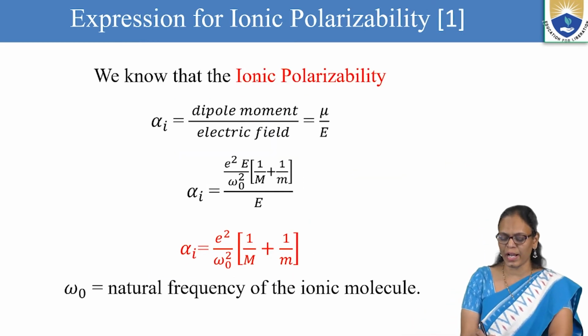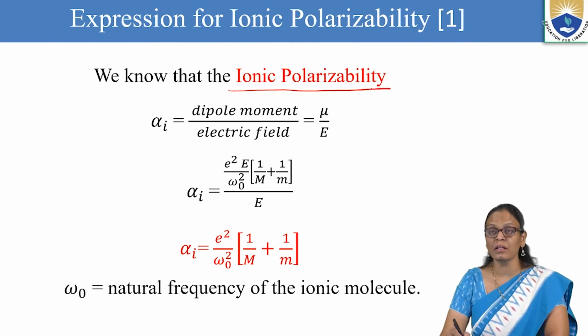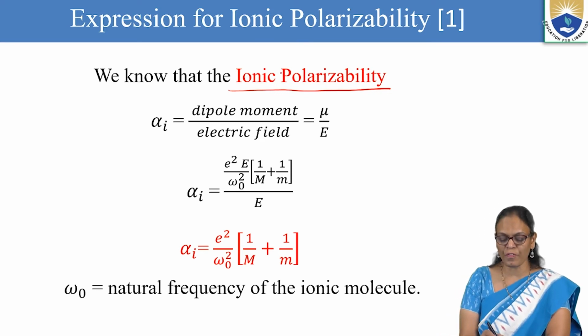Now, how do we get the ionic polarizability? Our main aim is to find the polarizability due to this ionization. So alpha i here represents the polarization due to ionic separation.